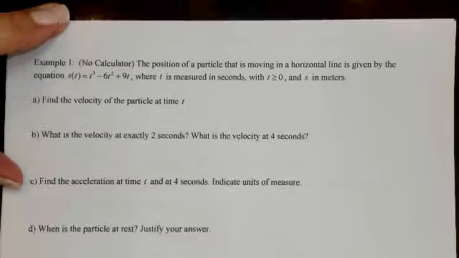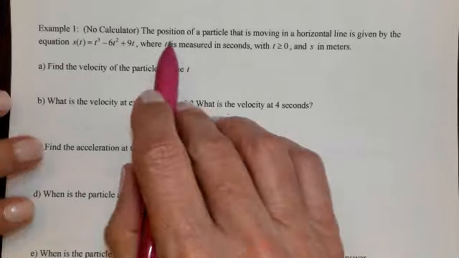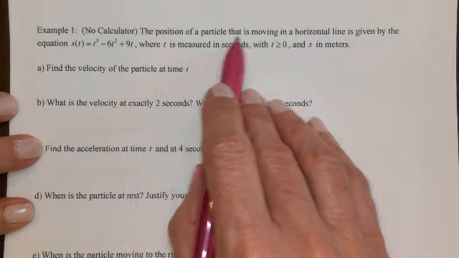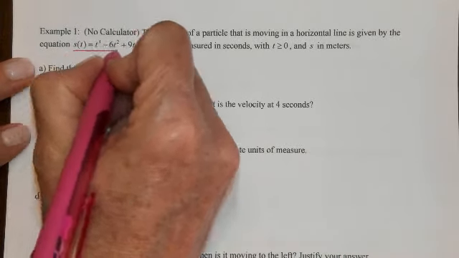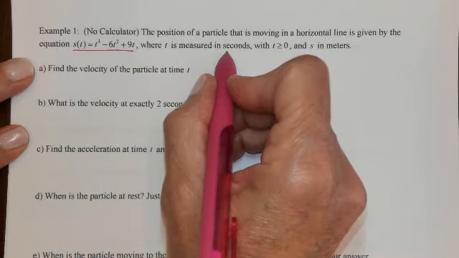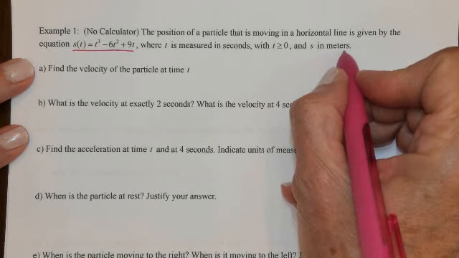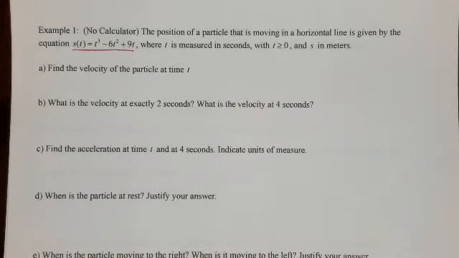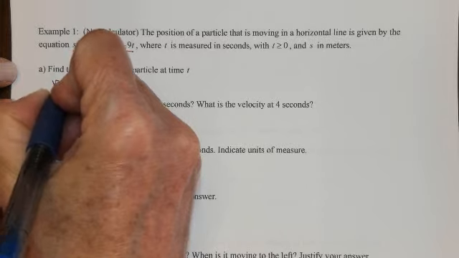Let's take a look at some examples. Example 1 is a no calculator example, and in this one it says the position of the particle that is moving in a horizontal line is given by this equation. So that's position, where t is measured in seconds with t greater than or equal to 0 and s is in meters. Okay. Part A, we're going to find the velocity of the particle at time t. So velocity at time t.